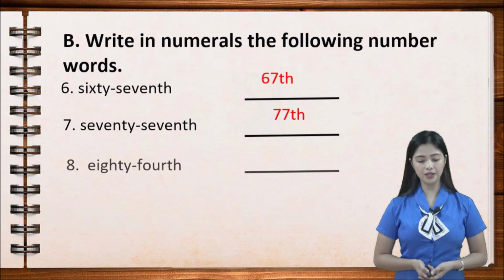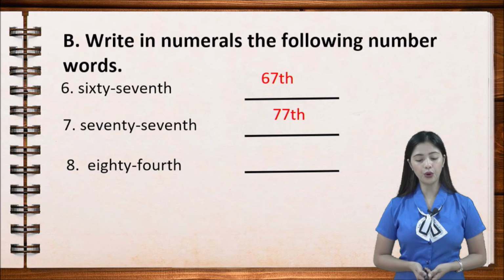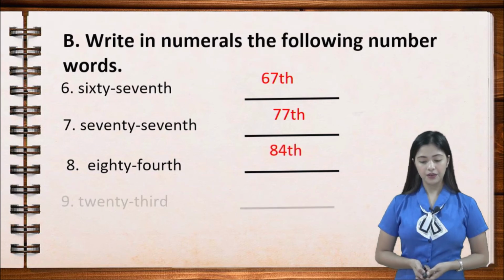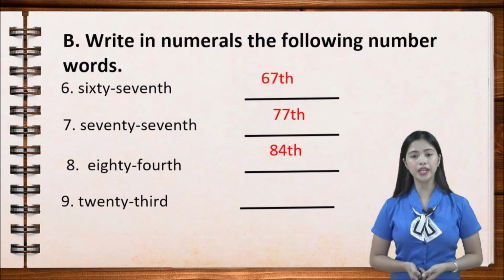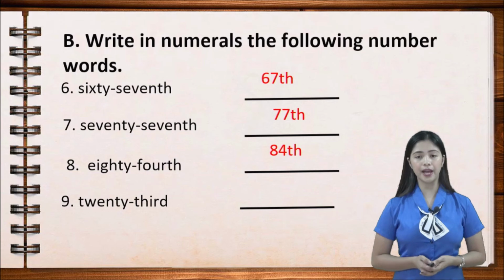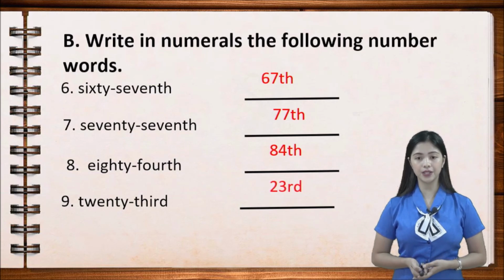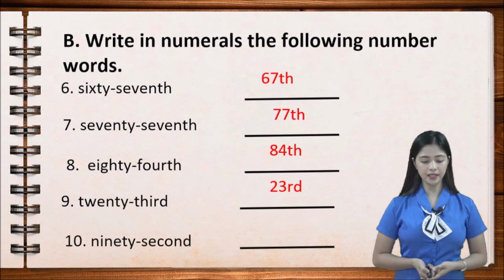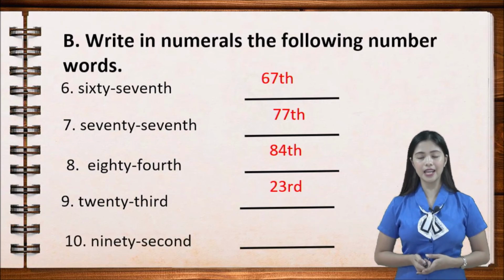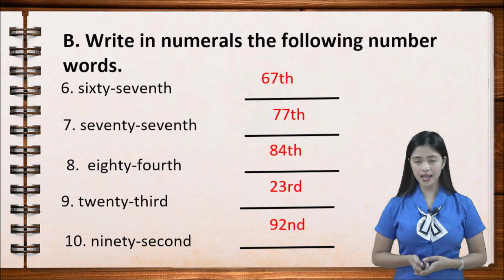For number 8, we have 84th. So, let's write 84 plus TH. For number 9, we have 23rd. So, we are going to write it as 23 plus RD. And for number 10, 92nd. It means it ends with 2. So, let's add ND. 92nd.